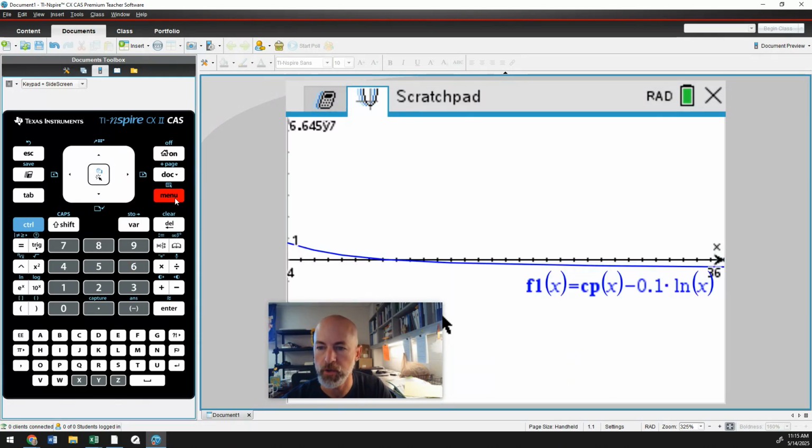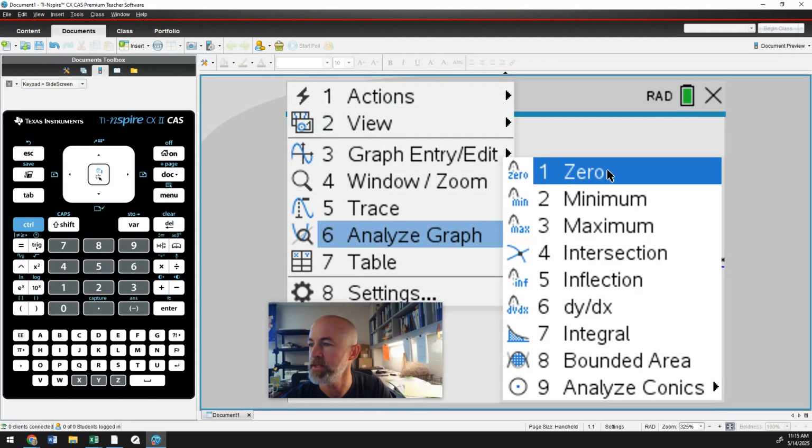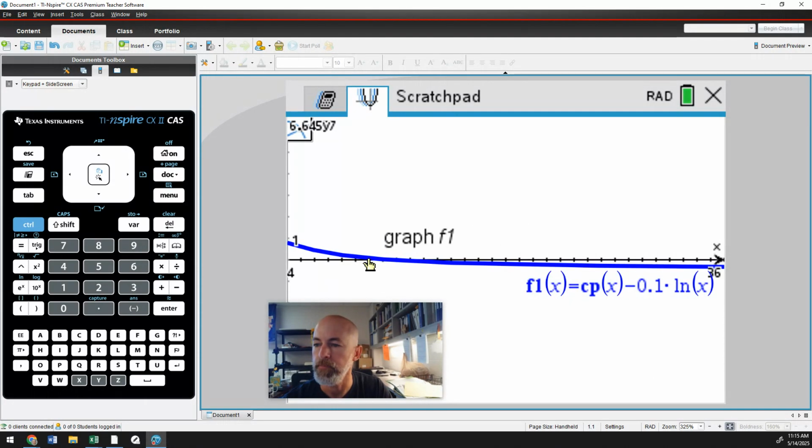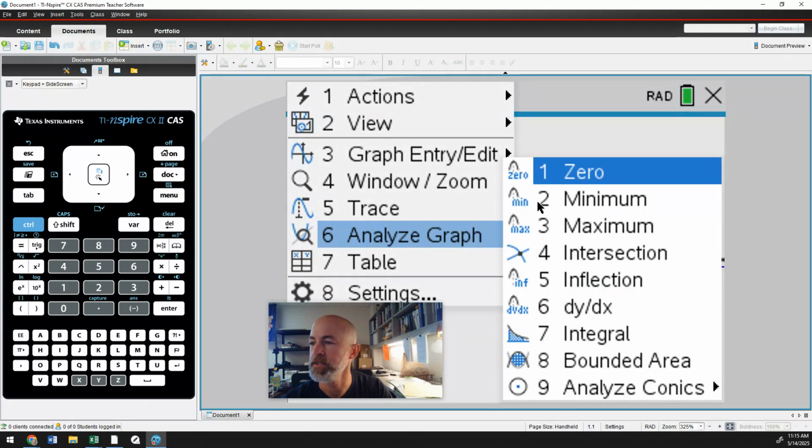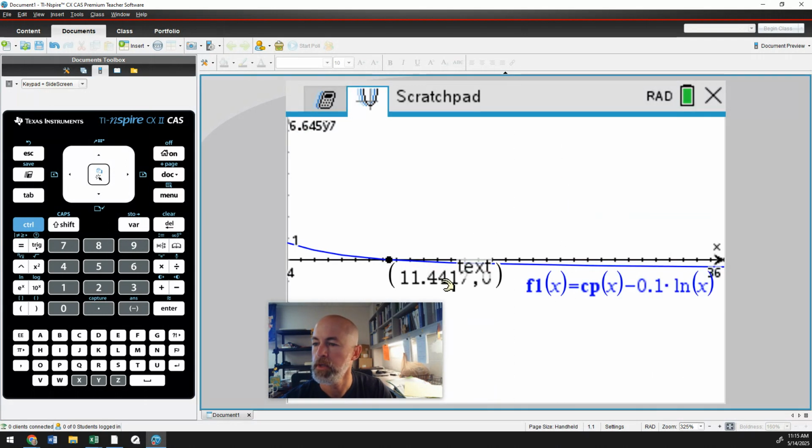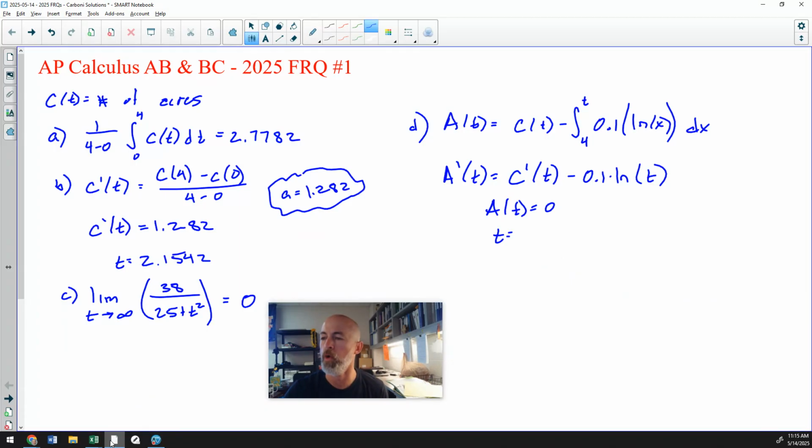We have the one critical number. So analyze, intersection, not intersection, escape. Menu, analyze, 0, and I'm getting that. I don't know why my calculator's only, it's dangerous to have 4 decimal places shown. So 11.4416, I'm going to store that for B.